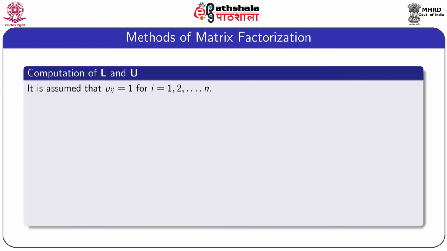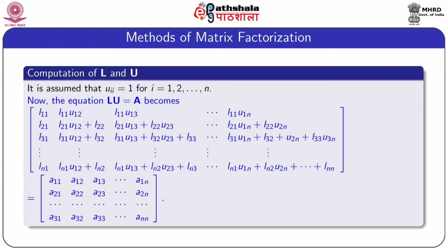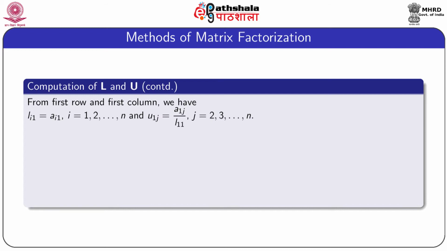Now we discuss the computation method of the matrices L and U. Here we assume that Uii equal to 1 for all i equal to 1 to n. So in this case, the L and U are already defined. From these L and U, and from the equation LU equal to A, we have the following matrix equation. Left hand side gives the product of the matrices L and U, and right hand side gives the matrix A. Now we compare these two matrices to find the values of L and U.